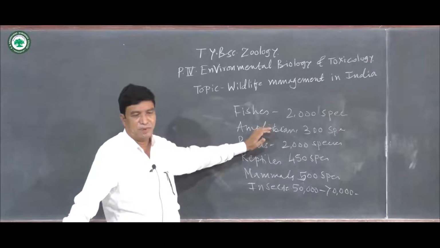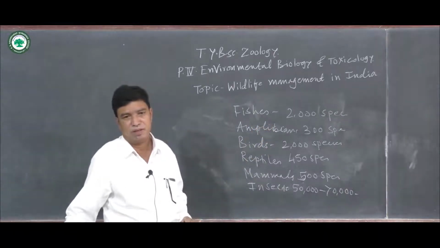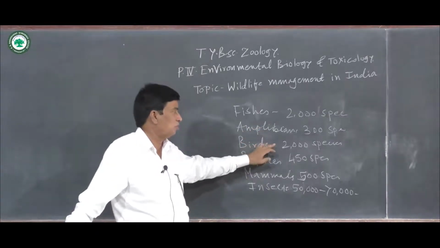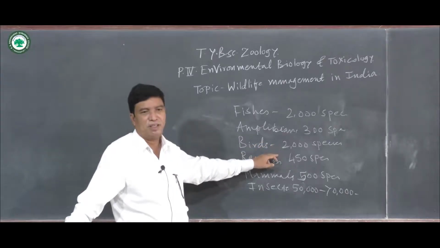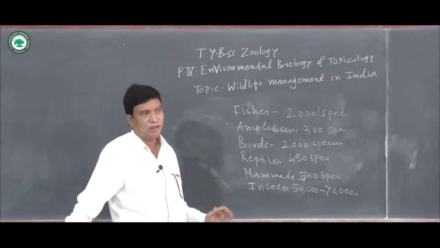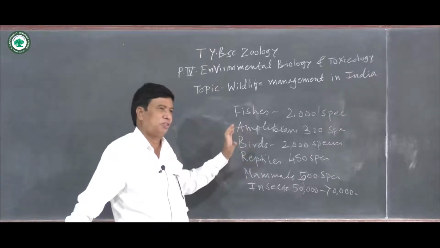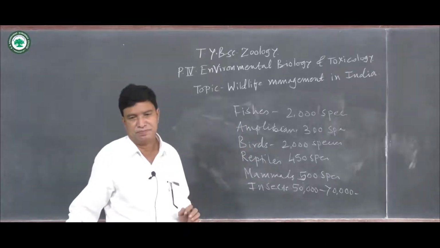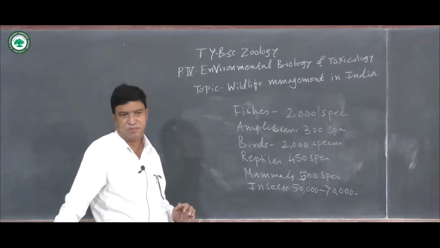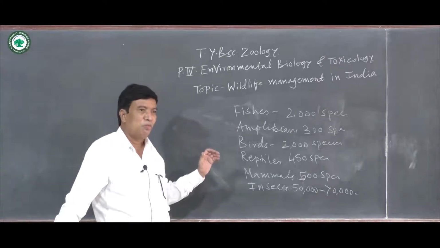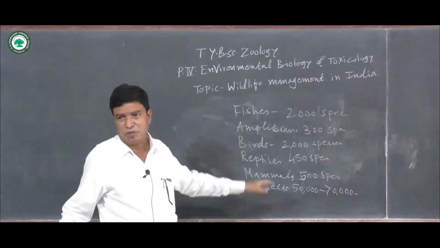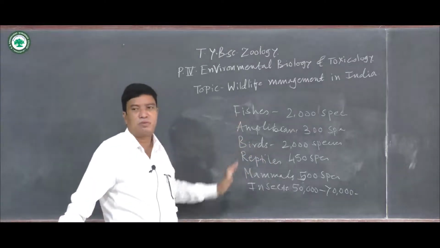These numbers are known species: known species of fishes, amphibians, birds, reptiles, mammals, and insects. And all these species of animals as well as plants are very important. There is a necessity to maintain the population of all these different groups of animals.